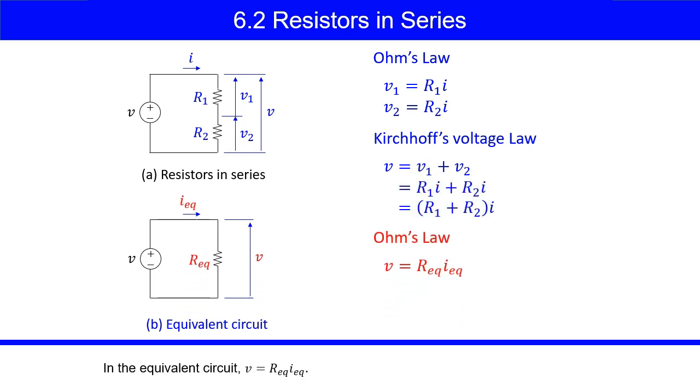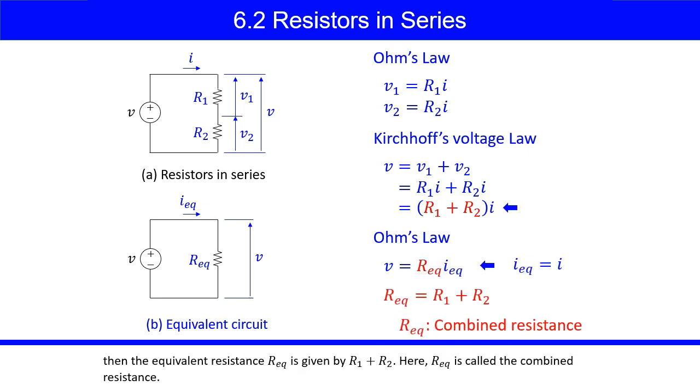In the equivalent circuit, V equals Req IEQ. If IEQ equals I, then the equivalent resistance Req is given by R1 plus R2. Here, Req is called the combined resistance.